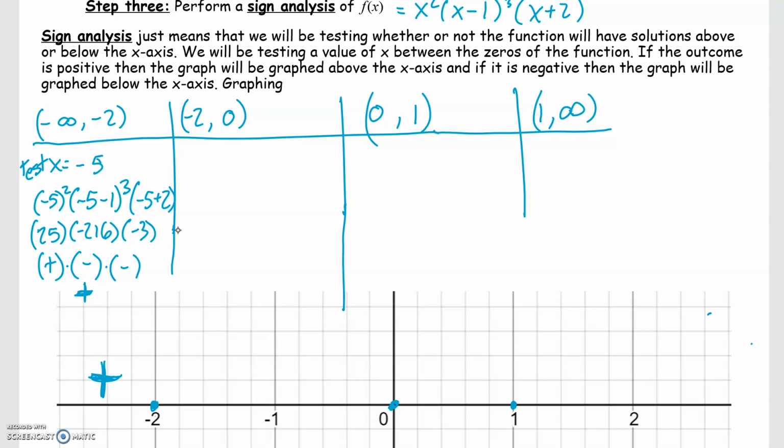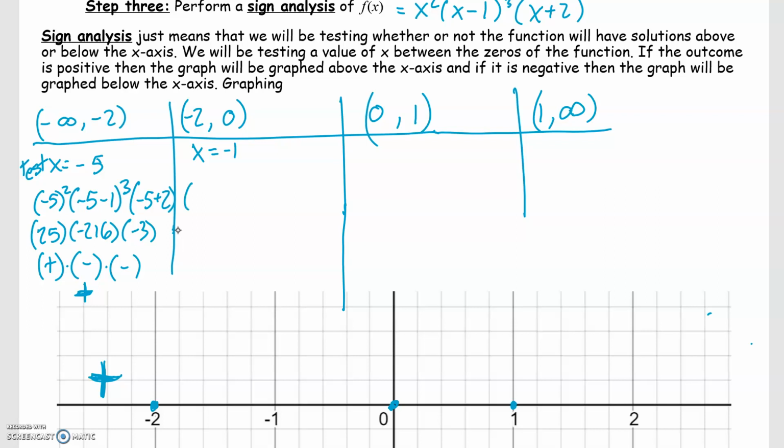So we're going to end up with our positive side on this, and then it's either going to cross, a point of inflection, or be tangent to this point right here. But we need to figure out what's going on the other side of that point. So we are going to go ahead and test another value in between -2 and 0. A number in between -2 and 0 is, we're going to test -1.